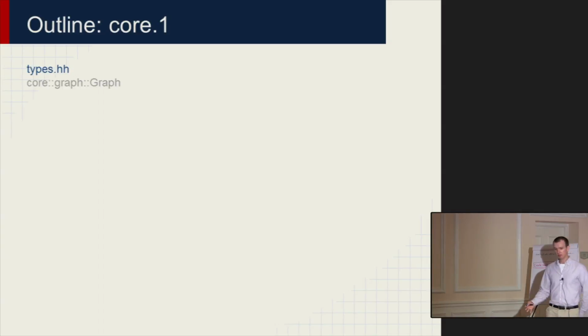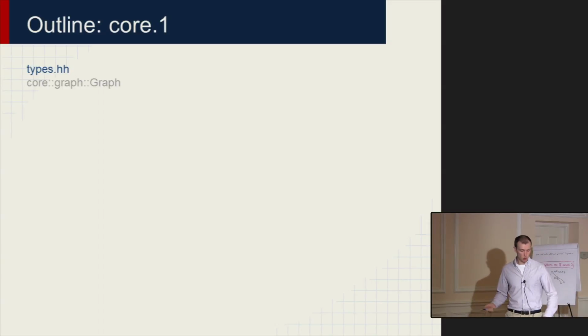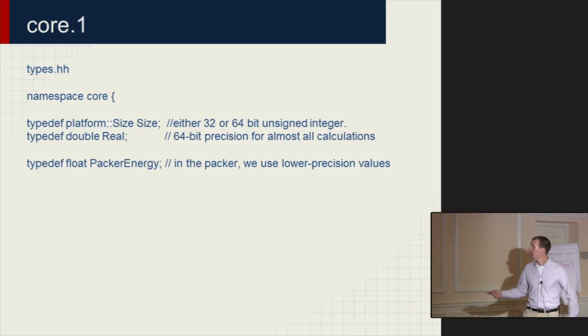Okay, so that's like half of the libraries I was going to talk about, right? So we're almost done. All right, so all we have left is core. From core.1, I'm not going to tell you anything more about core graph. Types.hh, so it basically looks like this.